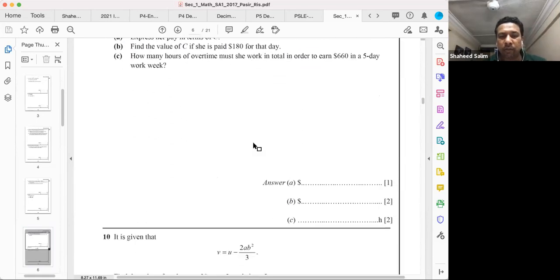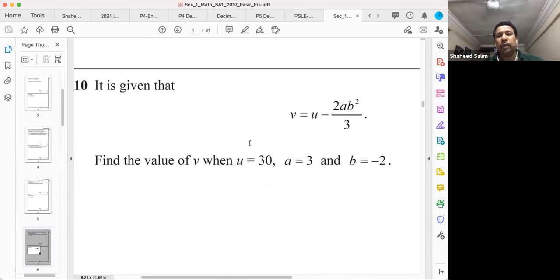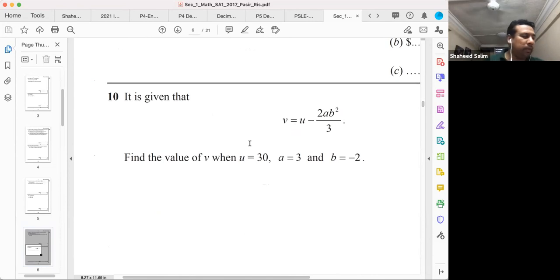Okay, hold on. Now this one we don't do yet. This one we try. You put in the value. You can use a calculator, no problem. Number 10. What's the number 10?